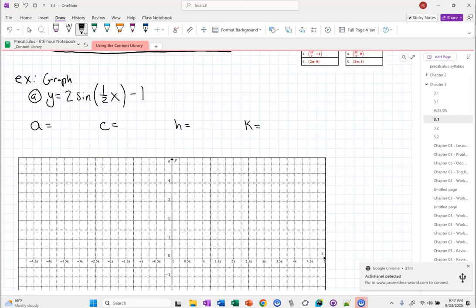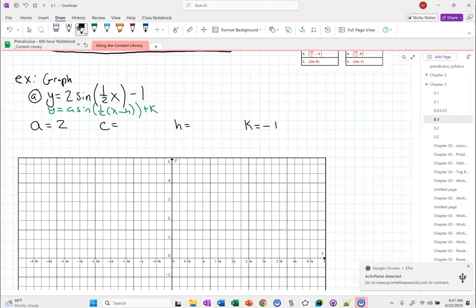What's the value for a? 2. How'd you get it? For the sine. Yeah, it's the coefficient in front, right? So again, we're using just our general form to read off the values. What's the value for k? That's the next easiest one to get. Minus 1, right? We can just tell because it's the number at the end. Those are the easiest 2 to get.